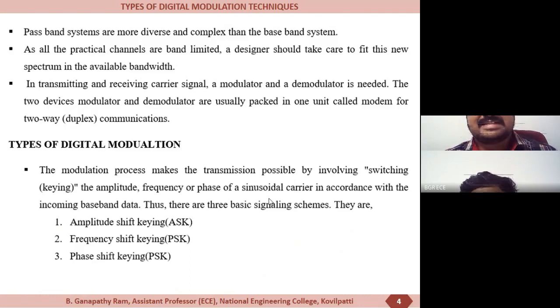So in transmitting and receiving a carrier signal, generally a transmitter and a receiver need a modulator and a demodulator respectively. But this modulation and demodulation is distinguished with the help of an operation called the duplexing technique, which provides a simultaneous transmission and reception process.